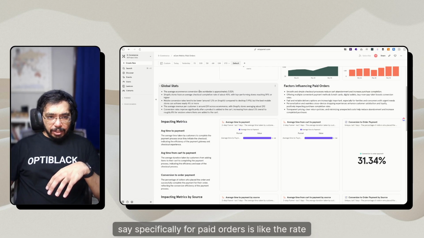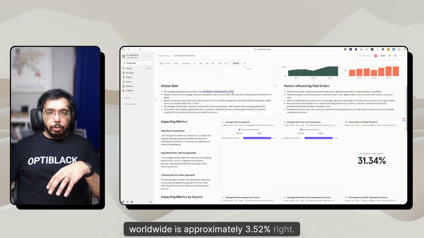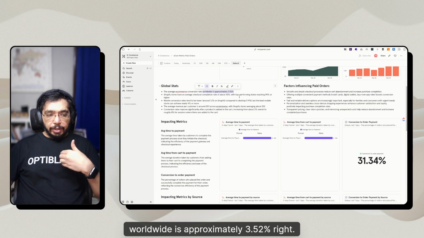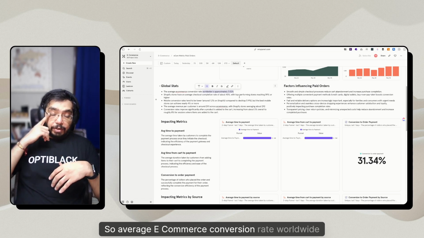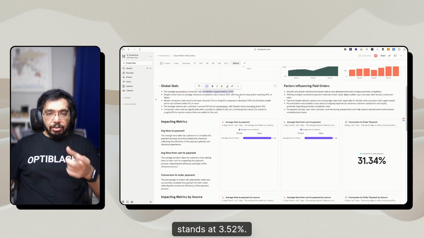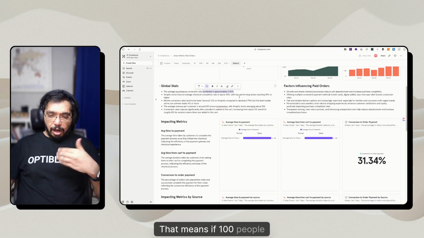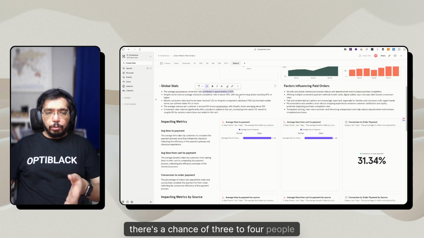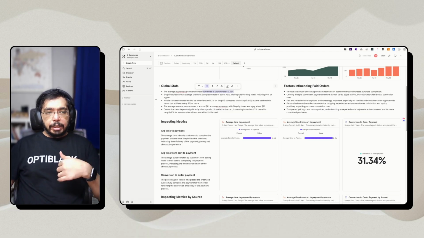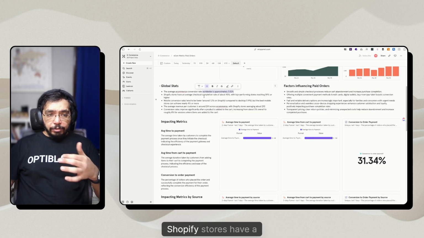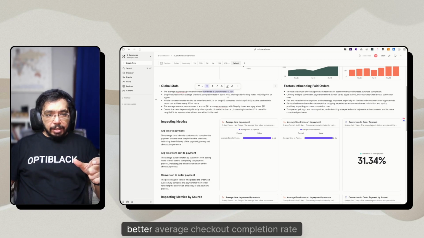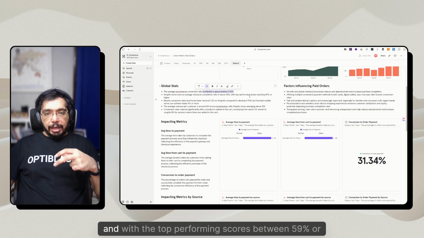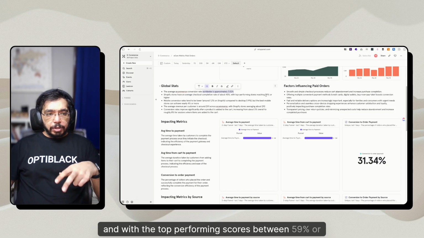Now, what are the global stats specifically for paid orders? The rate worldwide is approximately 3.52%. So the average e-commerce conversion rate worldwide stands at 3.52%. That means if 100 people come onto your website, there's a chance 3 to 4 people will buy from you. That's number one. Shopify stores have a better checkout completion rate, with top performing stores at 59% or higher.